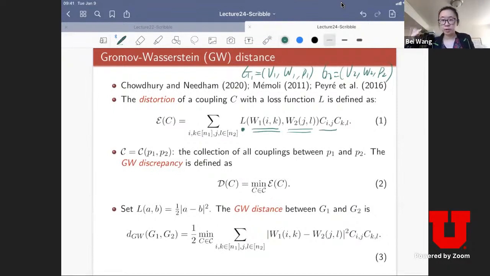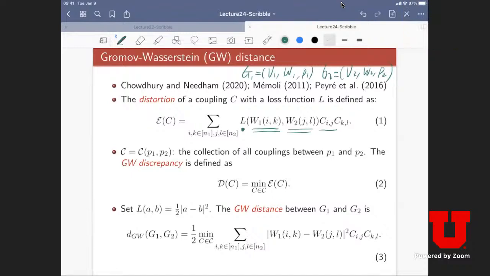Okay. So I have a quick question. Yeah. So when you say a pair of edges, does that mean that the vector, I guess, would have every permutation of pairs of edges?